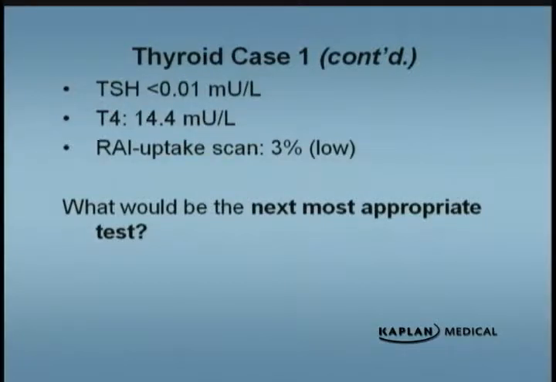The TSH is low. The free T4 is 14. This is elevated. So I'm telling you, this is usually the free T4. The upper limits are normal anywhere from 5 to 7. So this is elevated here. This is low right here. Less than 0.1. It's low. This is elevated right here, the free T4. And your radioactive iodine uptake scan is low. 3% is low. So what would be the next most appropriate test if you wanted to confirm the diagnosis?